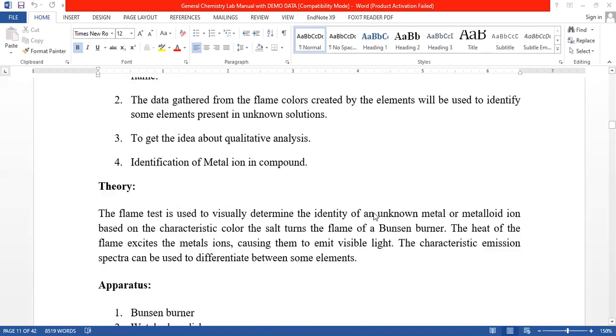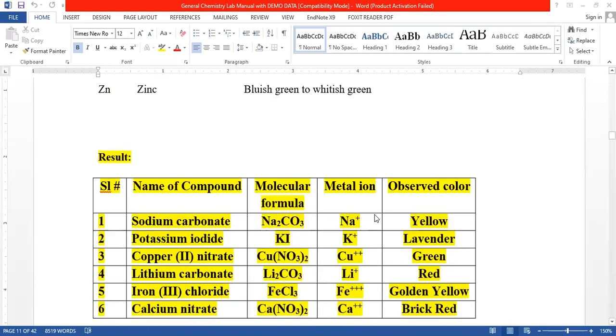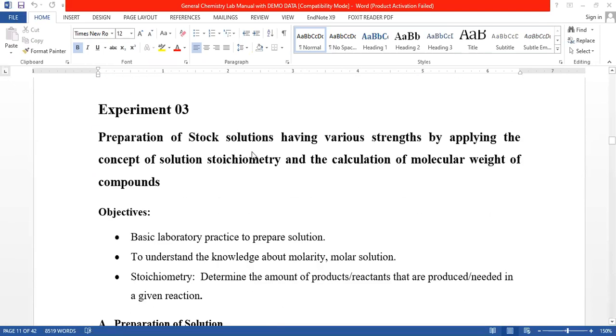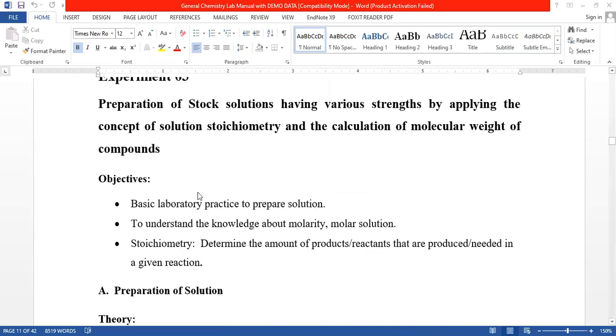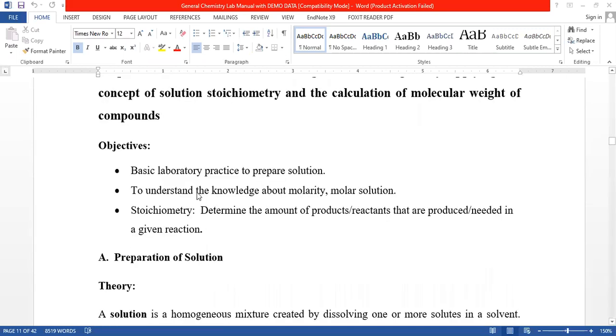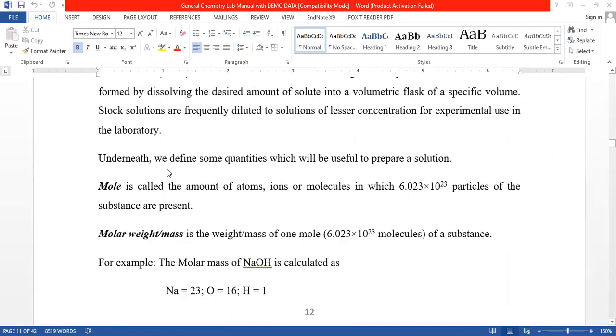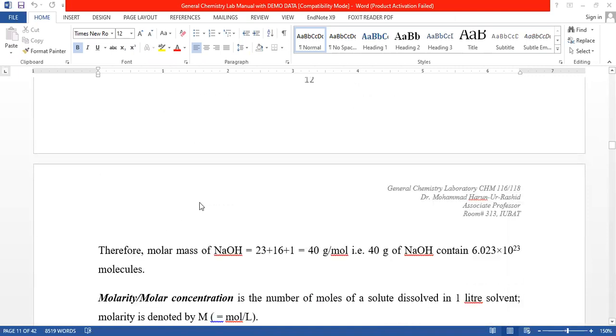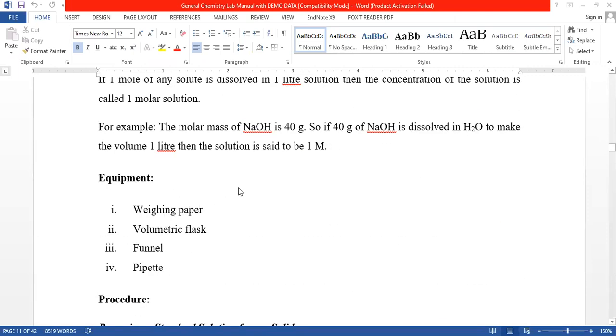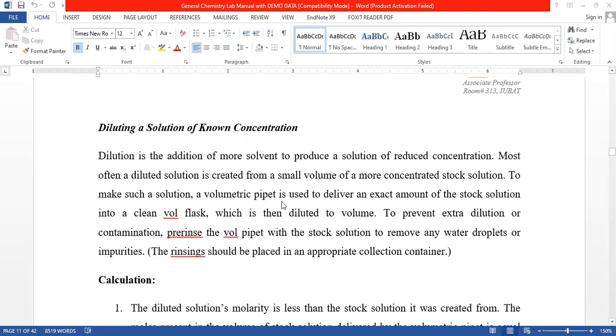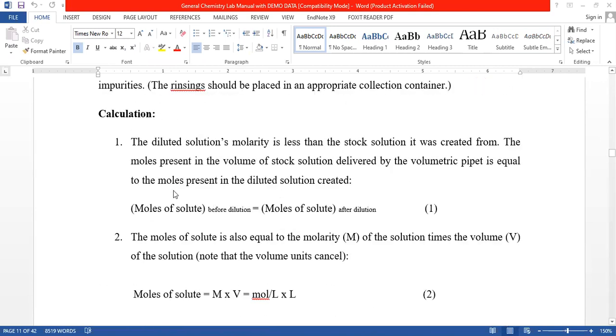After this, I'd like to ask you to write down the preparation of stock solution having various strength by applying the concept of solution stoichiometry and calculation of the molecular weight of the compound. Here, only the preparation of a solution. In this case, you will write down the theory, the calculation part. Here, equipment procedure as it is, but only in this case, calculation part, as we haven't prepared any stock solution.